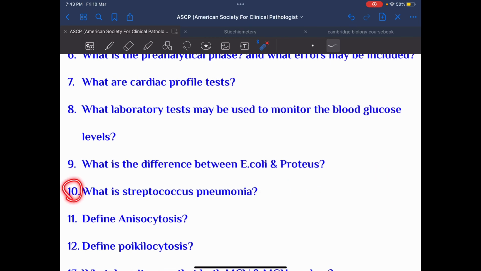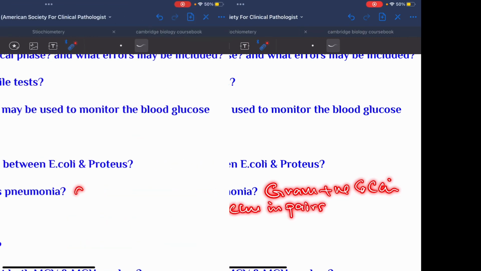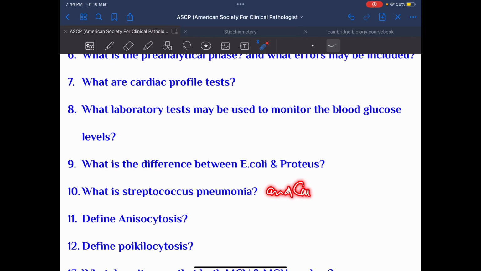Question number 10. What is Streptococcus pneumoniae? Streptococcus pneumoniae is gram-positive cocci that occur in pairs and cause pneumonia, which is a dangerous disease for elderly people or immunocompromised patients.